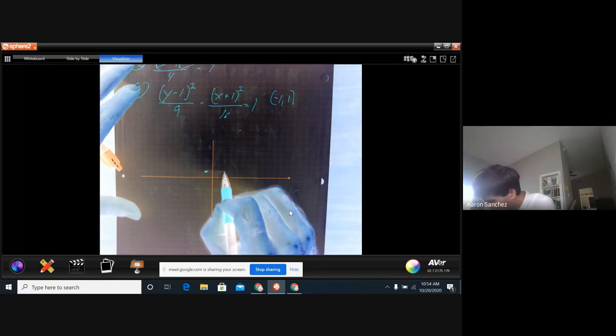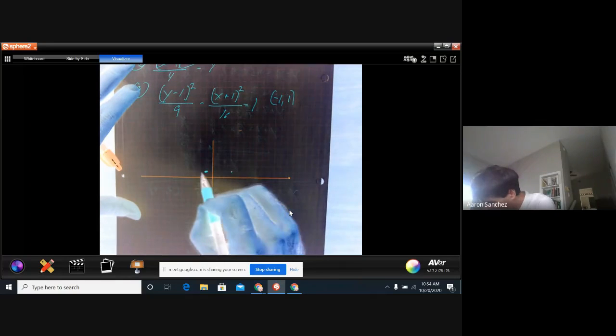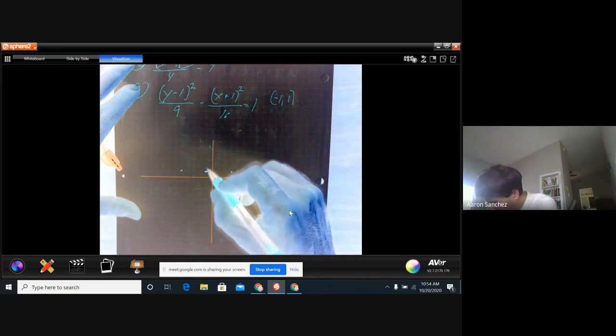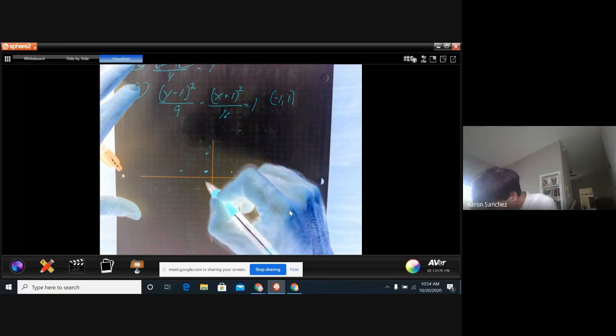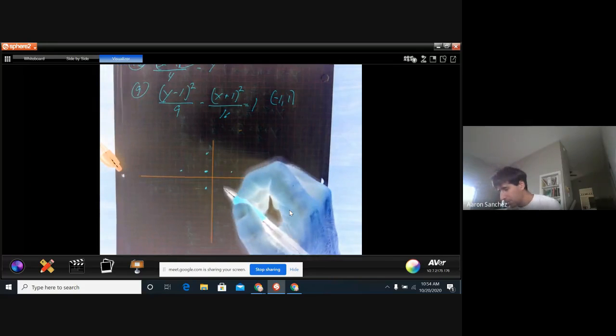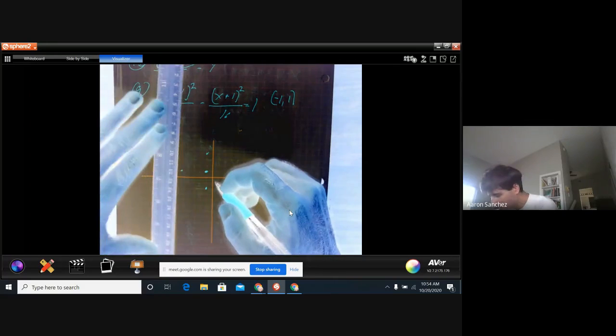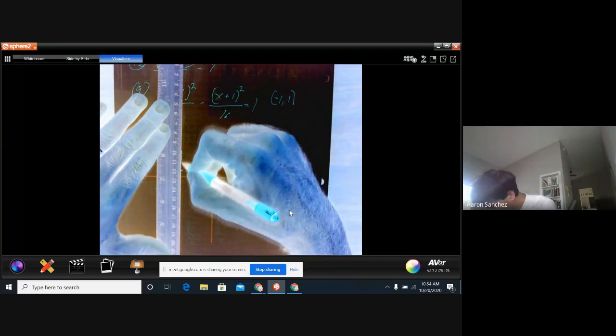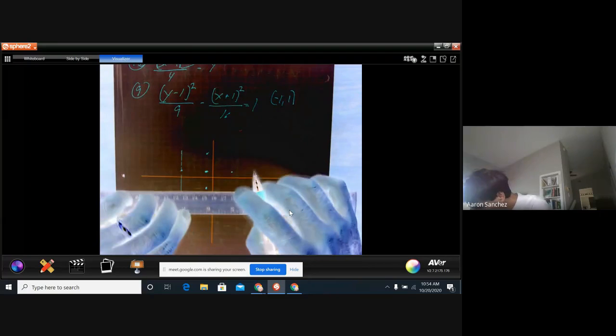So this means I go over 4. 1, 2, 3, 4, and I go over 4 this way. 1, 2, 3, 4. I go up 3. 1, 2, 3. These will be more graphable because they're made to graph. What does my ruler look like under the radioactive power?